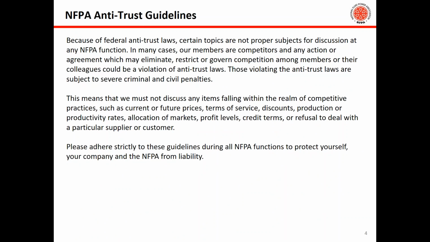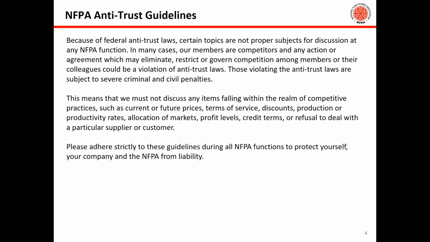It's also important near the start of our process to remind everyone that this activity, like all NFPA activities, needs to be conducted in strict accordance with our antitrust guidelines. Because of federal antitrust laws, there are certain topics that are not proper subjects for our discussion. In many cases, including our roadmap committee, the committee members themselves are competitors, and therefore any action or agreement which may eliminate, restrict, or govern competition among them could be construed as a violation of antitrust laws. And those found in violation of those laws are subject to severe criminal and civil penalties.